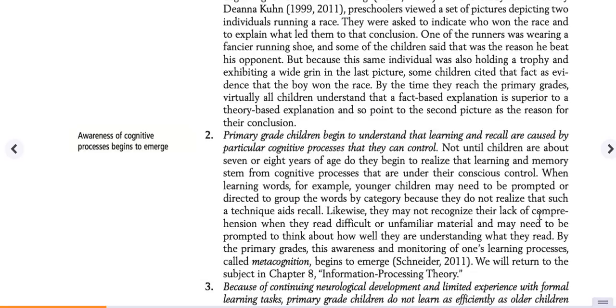Likewise, they may not recognize their lack of comprehension when they read difficult or unfamiliar material, and may need to be prompted to think about how well they are understanding what they read. By the primary grades, this awareness and monitoring of one's learning processes, called metacognition, begins to emerge. We will return to the subject in Chapter 8, Information Processing Theory.